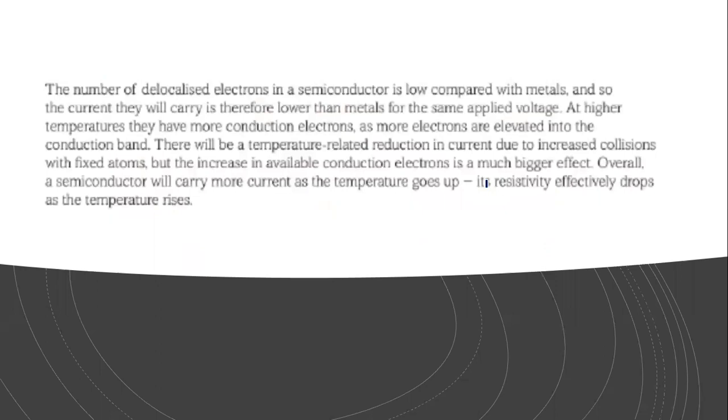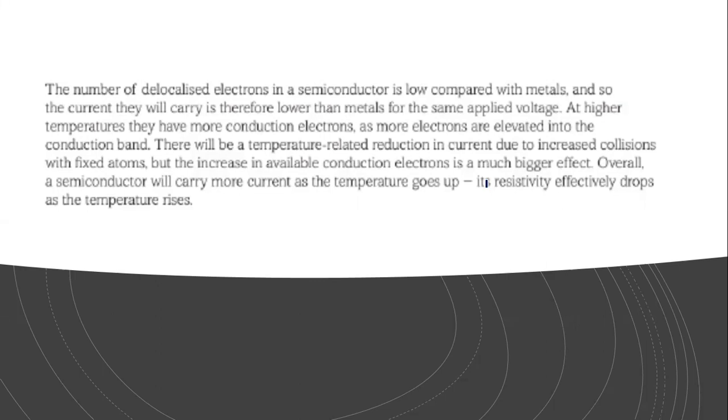So when we talk about our semiconductor, remember, I told you that the number of delocalized electrons is low. Metals have a huge number of delocalized electrons, semiconductors have few. This is the reason: the electrons have to overcome the forbidden gap. Since the number of delocalized electrons in the semiconductor is low, the current they carry is also going to be low for the same voltage.